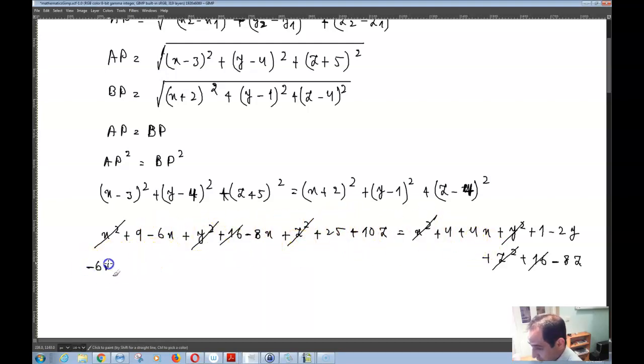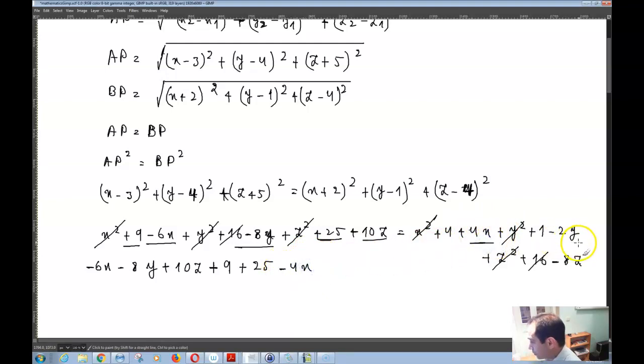So I can write negative 6x, negative, that is supposed to be y actually, negative 8y plus 10z, and then plus 9, and then we have plus 25 is equal to, or take these to the other side, negative 4x plus 2y plus 8 times z, and then 4 plus 1 is equal to 5, so minus 5 is equal to 0.